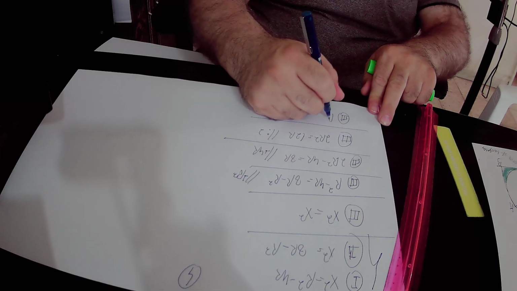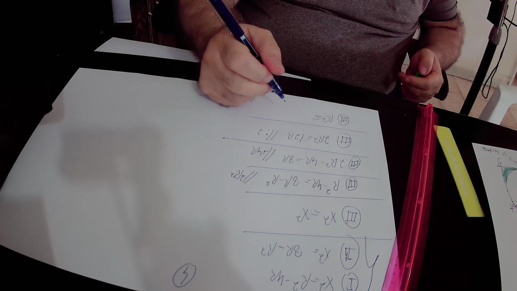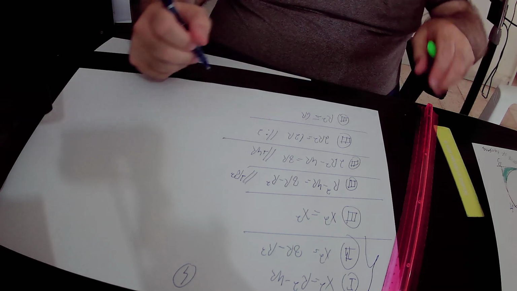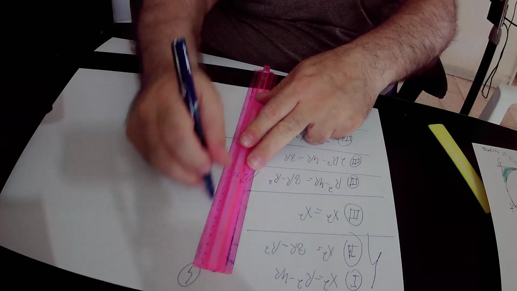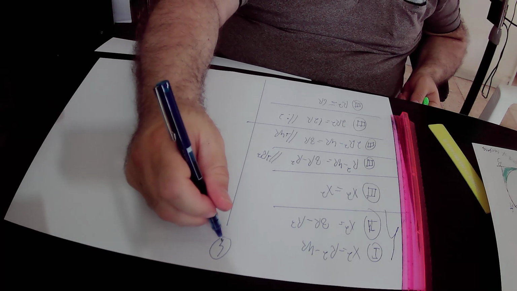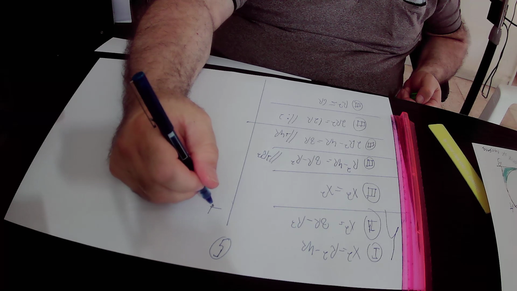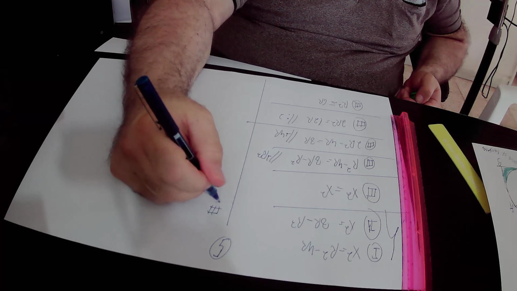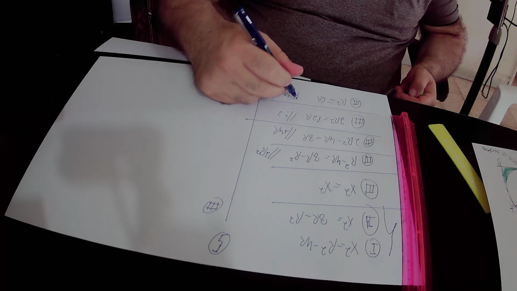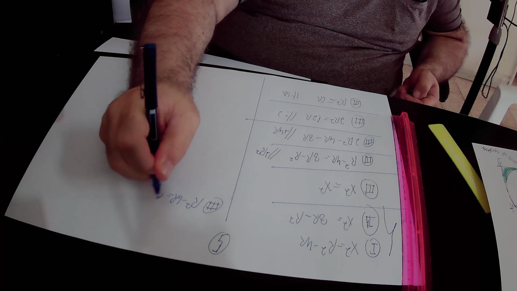2r squared over 2 is r squared, and 12r over 2 is 6r. So I found out that r squared equals 6r. And according to equation number 3, here we subtract 6r from this equation, and we get that r squared minus 6r equals 0.